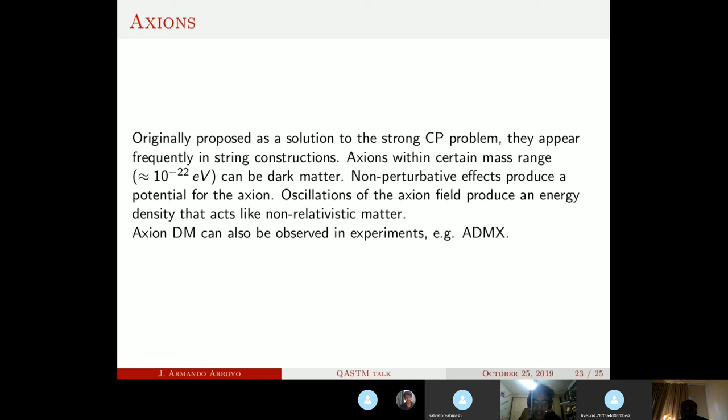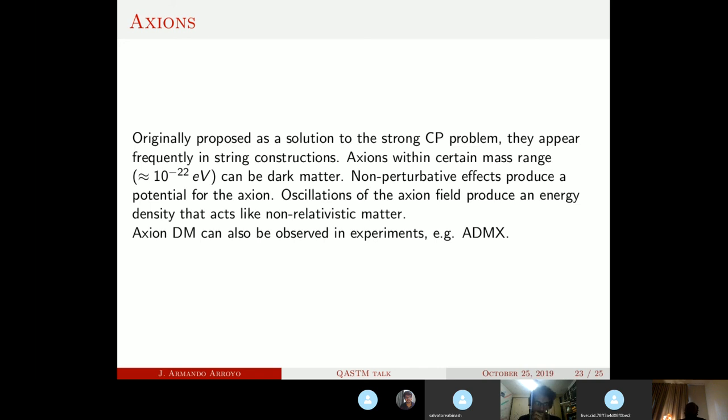The idea is similar to, for example, inflation. One has the axion field, and some non-perturbative effects in the theory produce an effective potential for the axion. This is one mechanism of producing axion dark matter. The axion goes through this potential, starts rolling down the slope, and then starts oscillating around the vacuum. These oscillations produce a local energy density that does not decay, and it acts like non-relativistic matter.